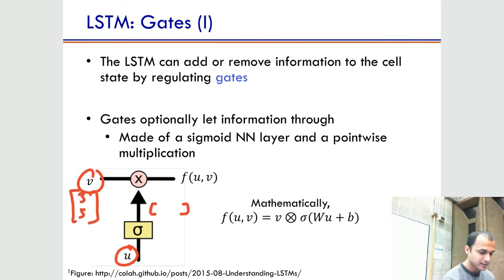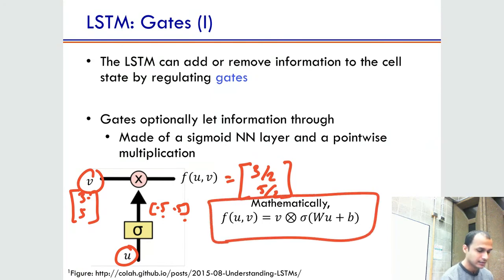Let's say sigma, a transformation of u, gives two numbers, 0.5 and 0.5. Then the output is an element-wise multiplication of the first coordinate here and the first coordinate here. So a gate is essentially attenuating some coordinates of the input or amplifying them. For example, 3 and 5 are getting divided by 2 in each coordinate. So the output f of u comma v is 3 by 2 and 5 by 2.